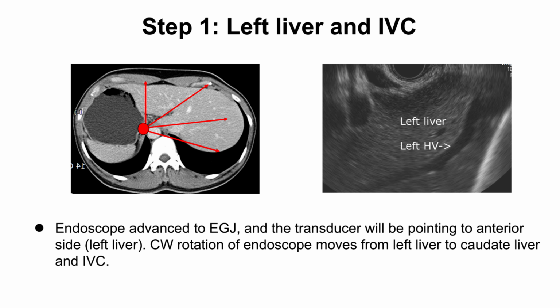First step. When the patient is in the left lateral position and the scope is advanced to the esophagogastric junction, the transducer faces anteriorly toward the left liver. From this position, gradual clockwise rotation allows us to visualize, in sequence, the left liver lobe, the caudate lobe, the inferior vena cava, and then the descending aorta.